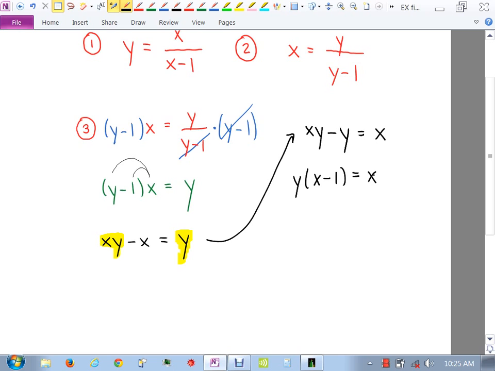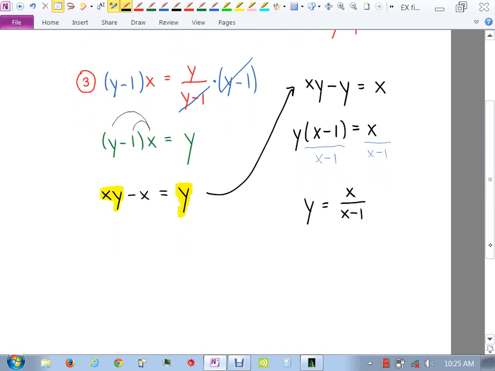And now, how do I get y by itself? How are you going to move x minus 1 over? Divide it. Divide it on both sides. So if I take this and I divide both sides by x minus 1, you get y equals x over x minus 1. So we've solved for y, haven't we?